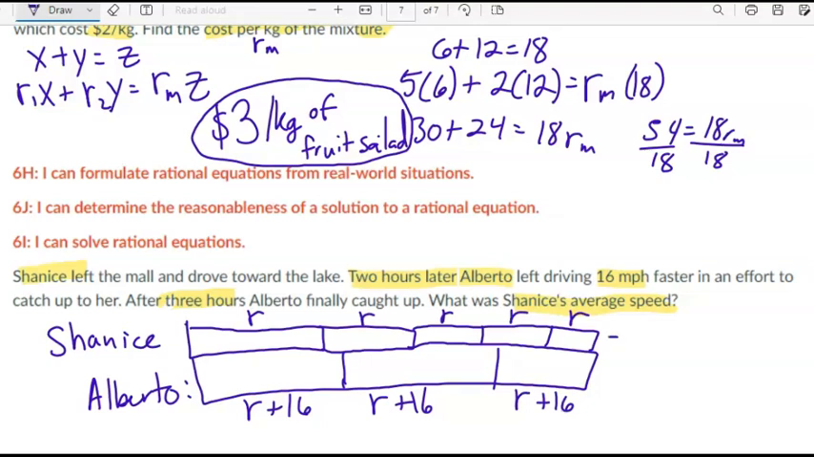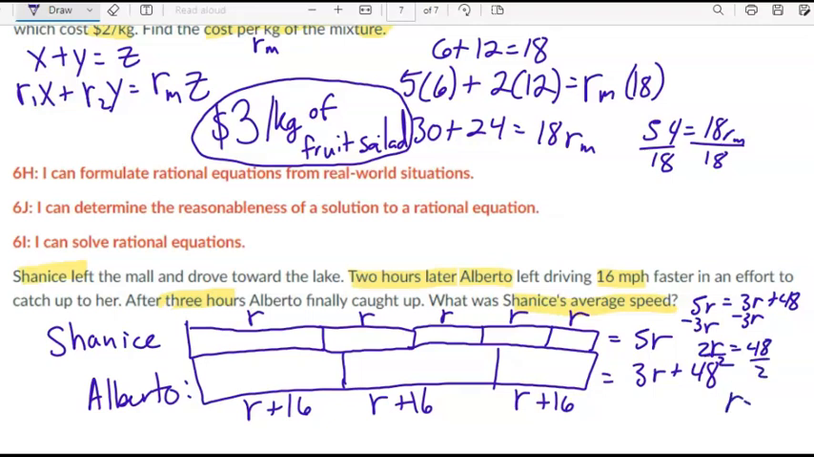So for this, it's going to be 5r, and then this one is 3r plus 48. We're going to set those equal to each other to figure out what Shannis's average speed is. So if 5r equals 3r plus 48, subtract 3r from each side. 2r equals 48. Divide by 2. r equals 24.